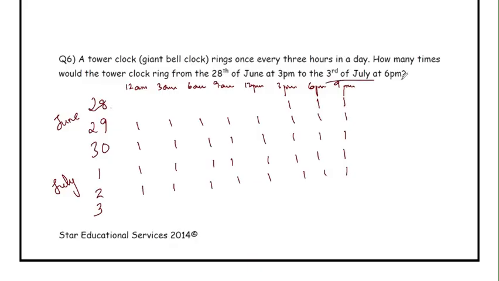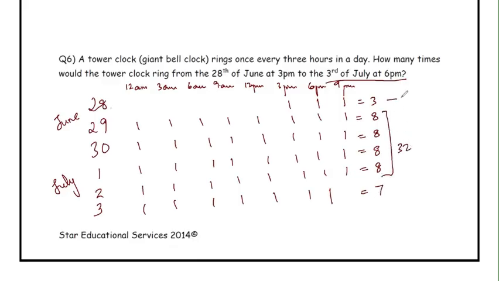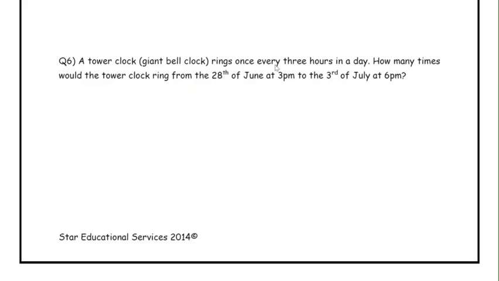And on the 3rd of July at 6 p.m., it's 1, 2, 3, 4, 5, 6, 7. So you got 3 here, 8, 8, 8, 8 here, and 7 here. That's 32 and 10. That's 42 times it rings. So it rings once every 3 hours. So these are the timings, right, for this one. So let's move on to question number 7.